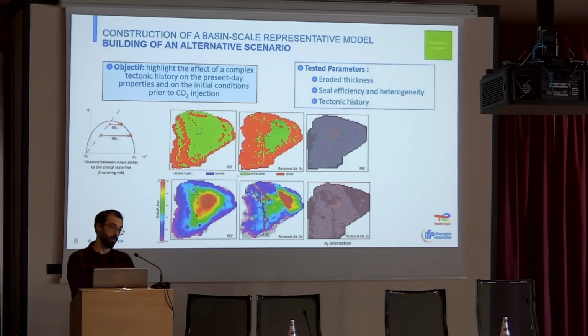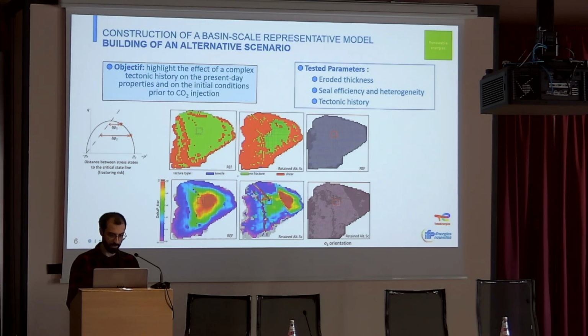But we had a little problem with our case. In fact, the Paris Basin is too quiet in terms of geomechanical conditions, in terms of tectonic history. So in order to highlight the benefits of our workflow, we have pimped a little the tectonic history of the basin. We have played with the radiate thickness, the seal efficiency and its heterogeneity, a little with its tectonic history, in order to have something more complex in terms of tectonics. And so this is here the result we have obtained.